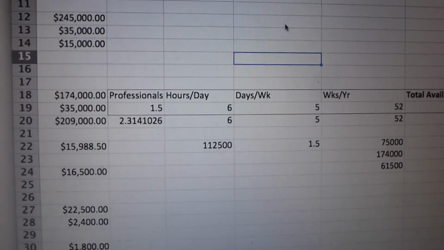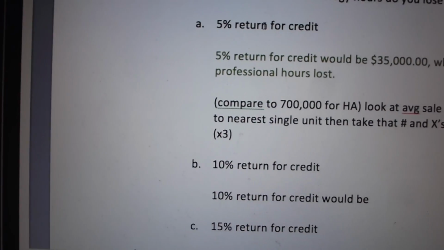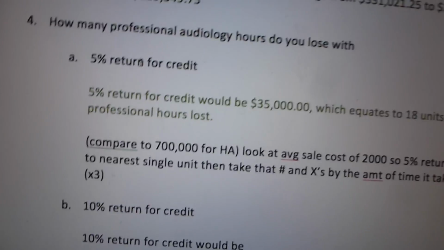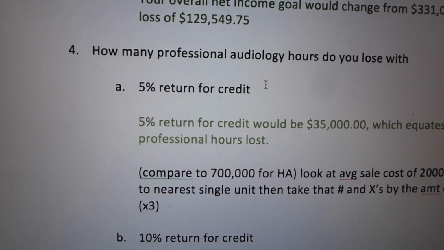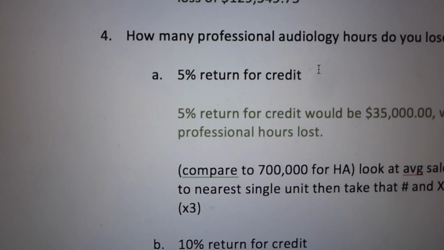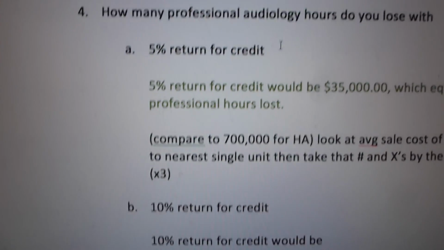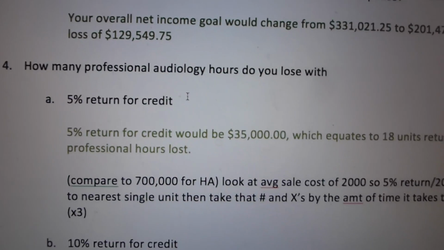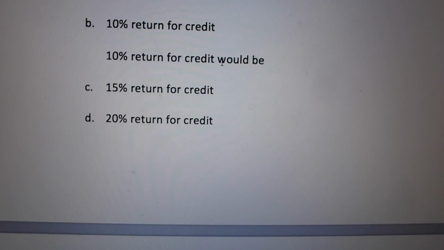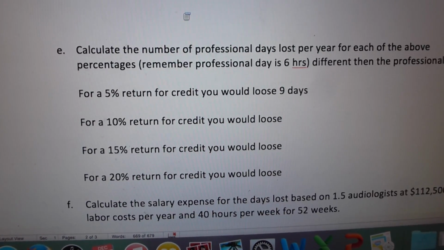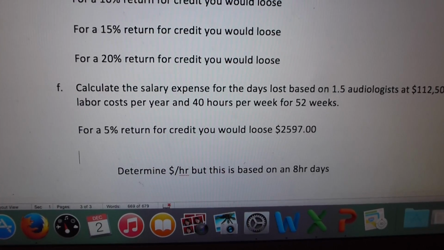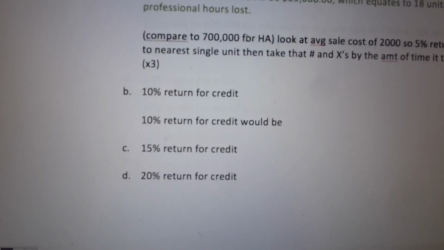And we're back for question 4. Now, question 4 has you do a series of things for different credit returns. At first, you're going to do 5, 10, 15, 20, and we're dealing with how many hours you're going to lose. But then when we get to part E, we're going to deal with how many days, and then F is how much money you're going to lose.